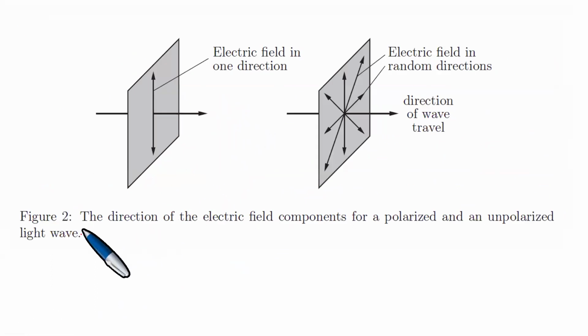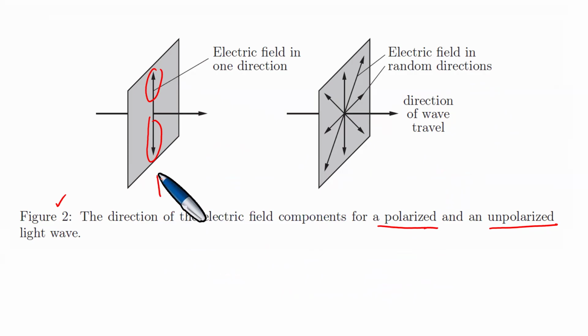Okay, let us look at the following. Figure 2, for example, shows the direction of the electric field components for a polarized and an unpolarized light wave. So we're looking at two forms of light wave, one polarized and the other unpolarized. You're able to see the electric field in one direction here, but here you see the electric field in random directions, with the direction of wave travel as the direction of propagation.